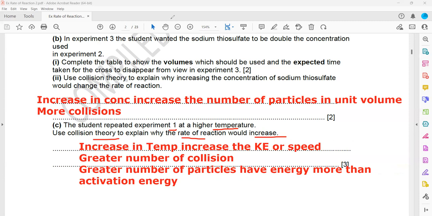But normally when it is 4 marks, 1 mark is increase in temperature increases kinetic energy. Increase in kinetic energy increases the speed. So these two give you 2 points. And then there will be more collisions or more successful collisions. And as a result, a greater proportion of the particles have energy more than the activation energy. So this is always the model answer. Whenever a question asks how the rate of a reaction is affected by temperature, you will always write these points.